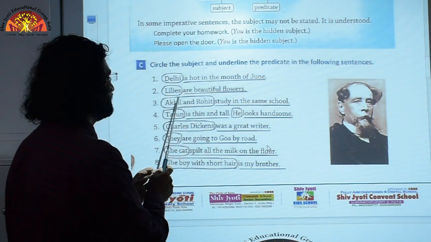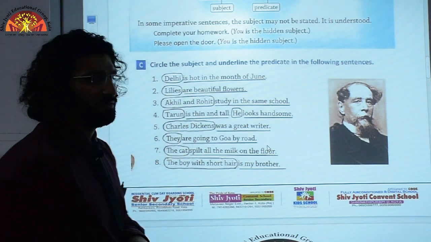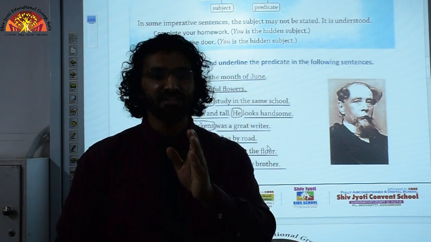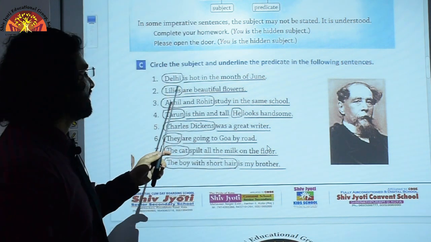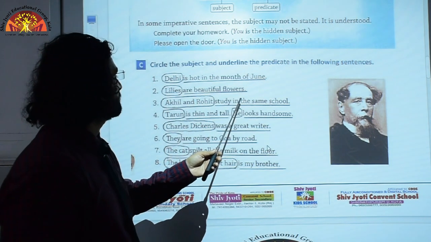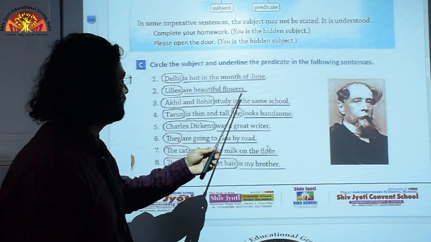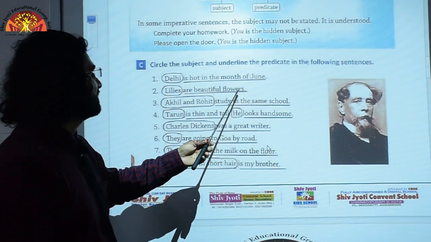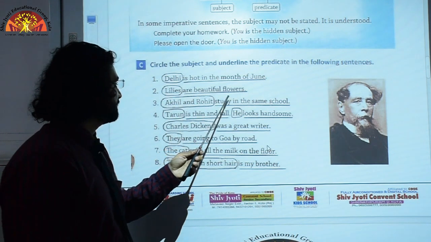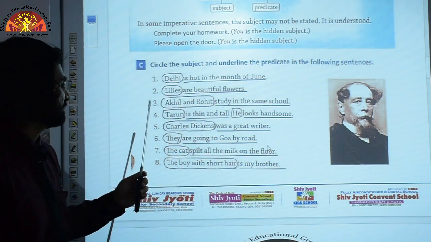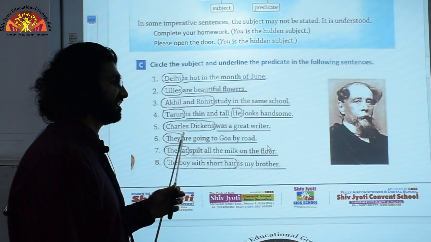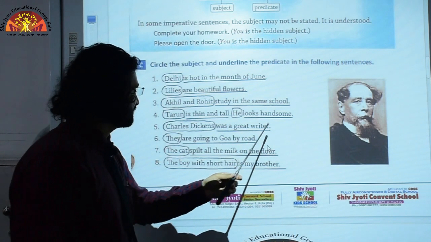Alright, lilies are beautiful flowers. Here what are we talking about? We are talking about lilies, and so let's make lilies the subject. Are beautiful flowers: what are we telling about them? We are saying that lilies are beautiful flowers. So are beautiful flowers is describing the subject, hence it is the predicate. Then we will see the fifth one. Charles Dickens was a great writer. So Charles Dickens is the subject, was a great writer is the predicate.